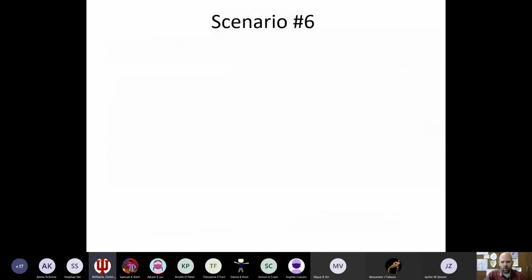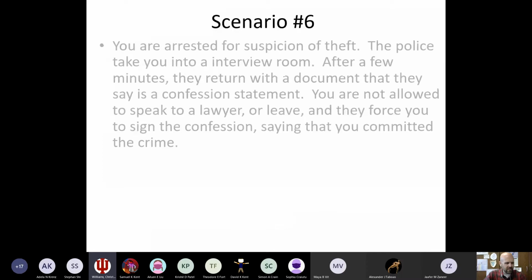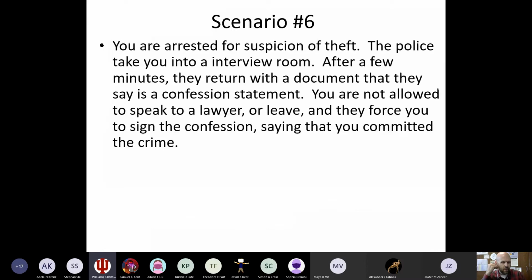All right, let's do another one. I had these kind of mixed up in different orders. So scenario 6, you are arrested for suspicion of theft. The police officer takes you into an interview room. After a few minutes, they return with a document that they say is a confession statement. You are not allowed to speak to a lawyer or leave, and they force you to sign the confession saying that you committed the crime. So would we see violation, no violation, and then what amendment would we be looking at here in this circumstance?